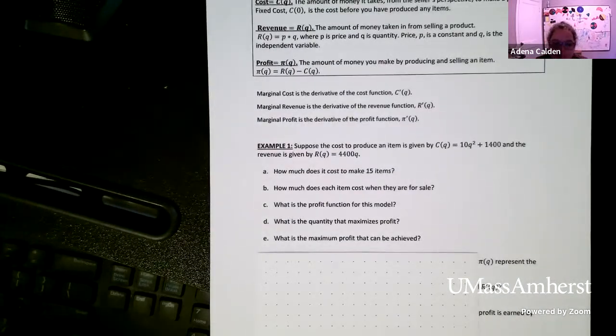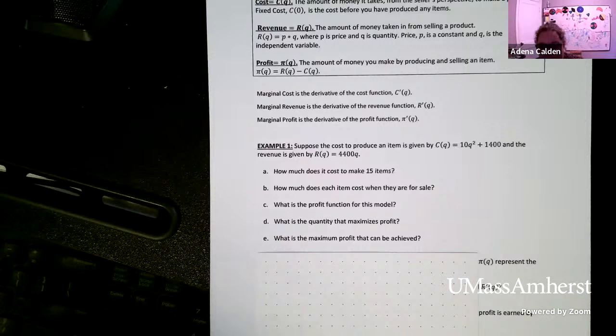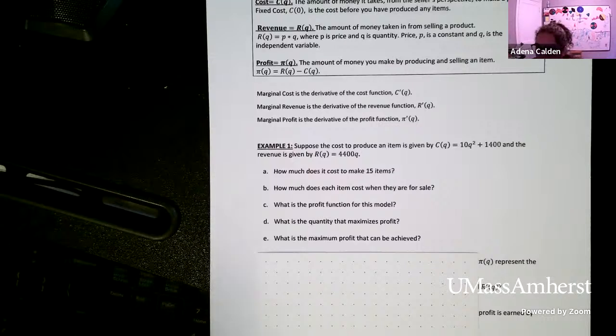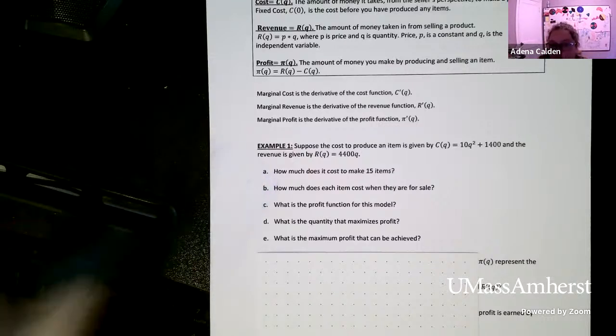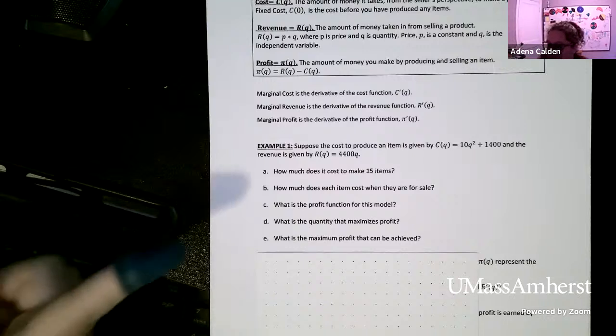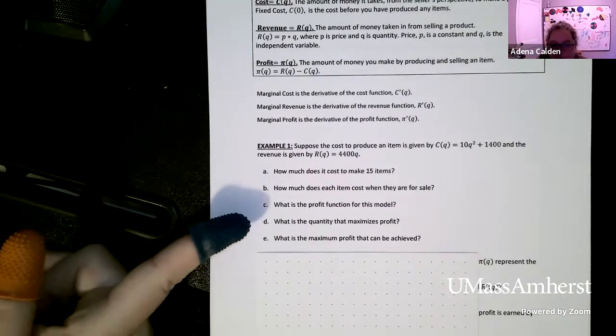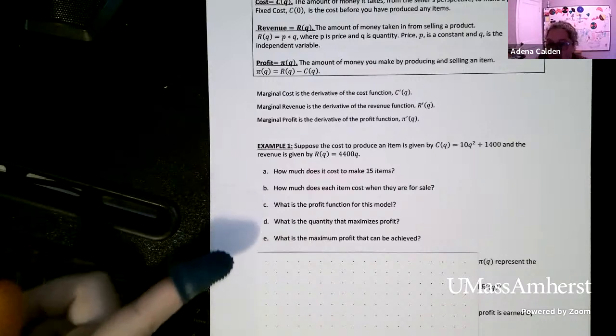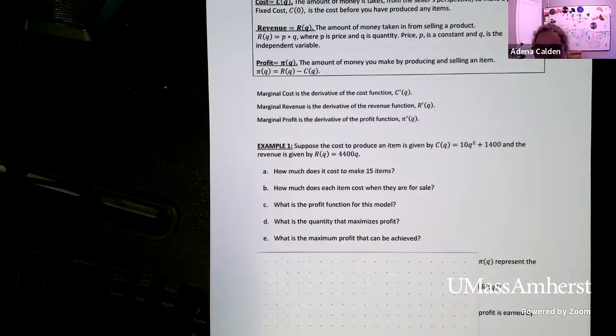So then parts D and E, this is where we're bringing in our chapter 4 stuff. For part D, what is the quantity that maximizes profit? We need to think about how we find maximums of a function, which is what we've been doing in chapter 4. And we are trying to maximize the function that we set up in part C, right? And for part E, it says, what is the maximum profit? So we're trying to distinguish between the quantity that maximizes profit and what the maximum profit is. This is going to be a very important distinction. So we're going to work through this.